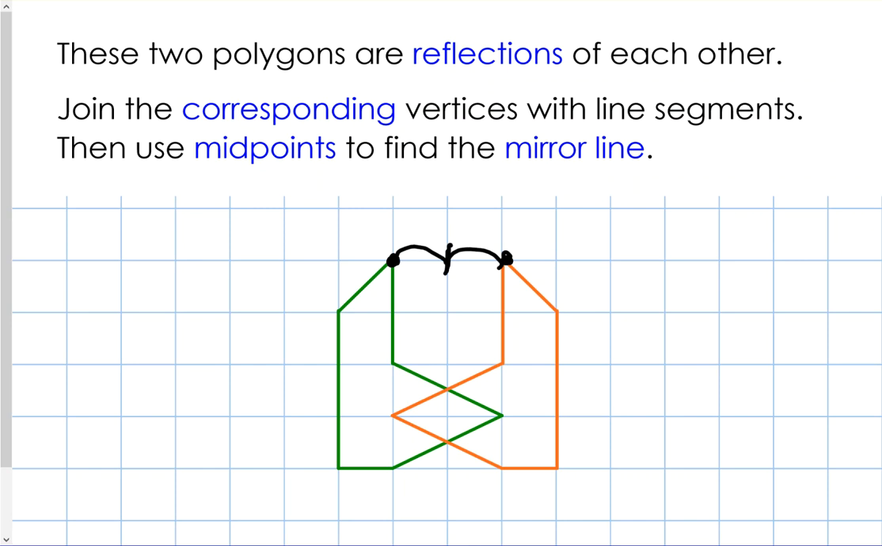Let's find a few more corresponding vertices. This vertice here corresponds to this point on the orange image. These are also 2 units apart. If we consider this vertice, it corresponds to the opposite corner on the green image. These are 1, 2, 3, 4 units apart. Our mirror line would be halfway, 2 units. We have confirmed that our mirror line is here.